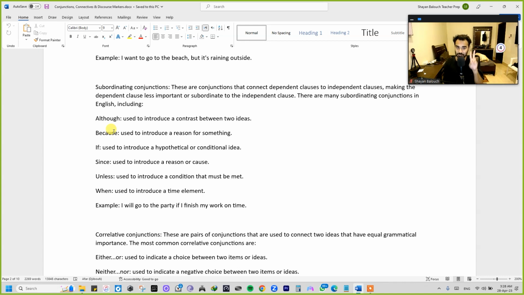Zero conditional, first conditional, second conditional, third conditional. In the final term, we studied second conditionals and third conditionals. Please recall those things. Since is used to introduce a reason or a cause, unless is used to introduce a condition that must be met, when is used to introduce a time element.